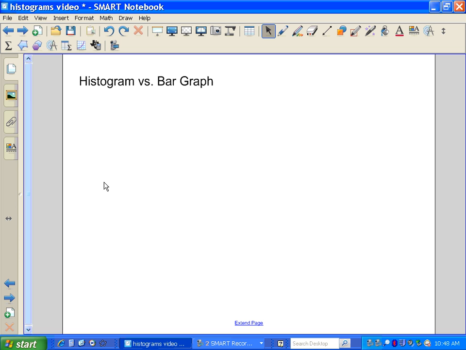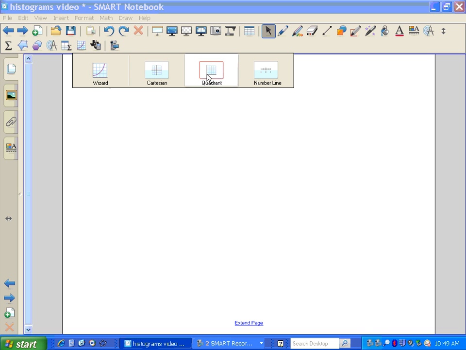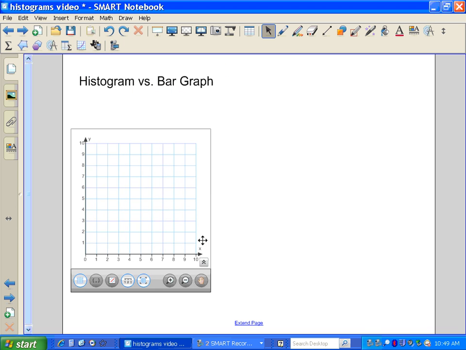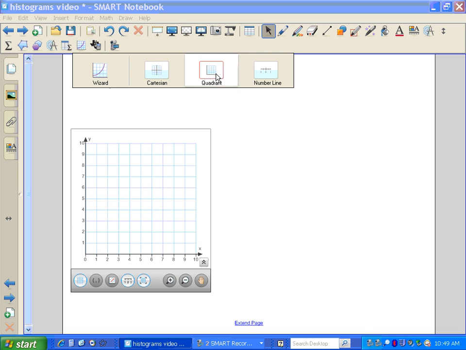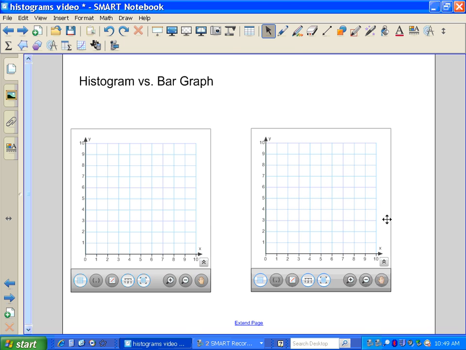Okay, a histogram and a bar graph are going to look similar to begin with. They're both going to have a quadrant like this, usually just the positive quadrants. But what's going to be different is that a histogram is going to have the scale along the bottom, and that scale is going to matter because things are going to be in order. We're going to have the lower heights and then the medium heights and then the higher heights if we're using heights.